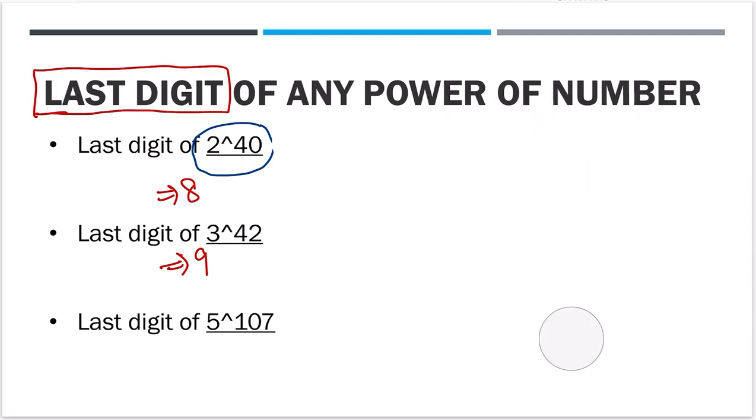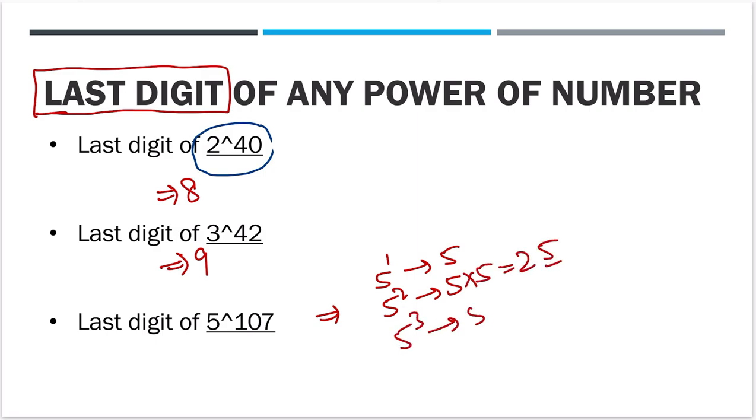Now let's check for 5. 5 is very easy. 5 raised to the power 1 is 5. 5 squared is 25, so again 5. 5 cubed is 125, the last digit is 5. 5 to the 4 is 625, again 5. Every time there is a power, the last digit is going to be 5 no matter what. So 5 does not repeat, it stays at 5. I hope this is clear.